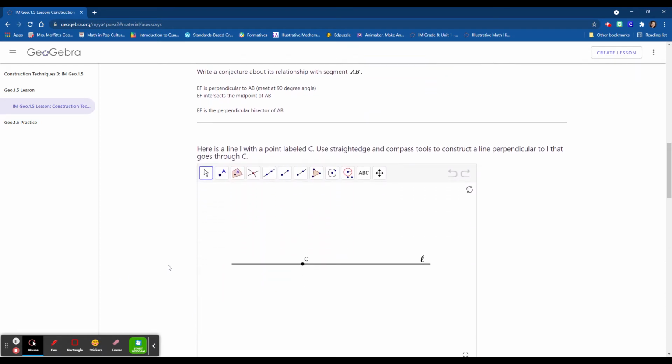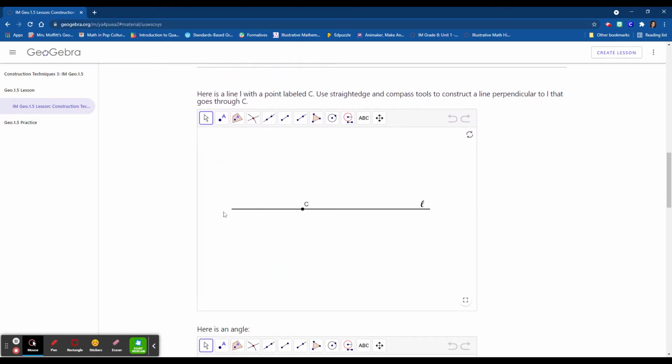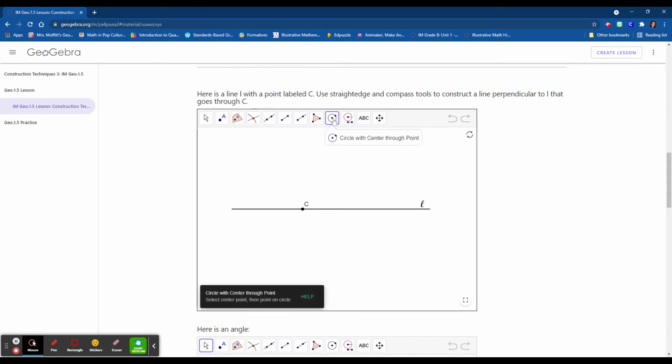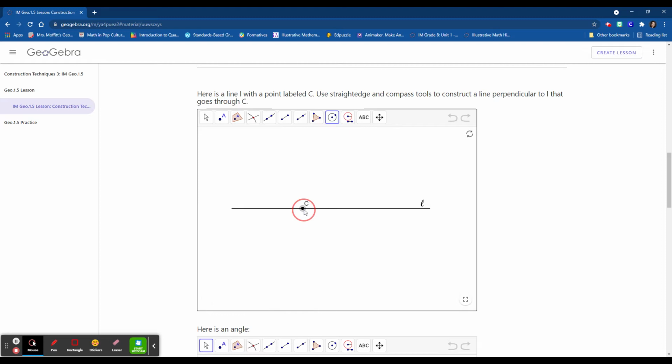Okay, so on the next task, we have a line L and a point on it that's labeled point C. We want to use our straight edge and compass tools to construct a line that's perpendicular to line L, so meets at a 90-degree angle, and we want it to go through point C. So I'm going to start out with a circle with a center through a point. I'm going to create a circle that is centered at C.